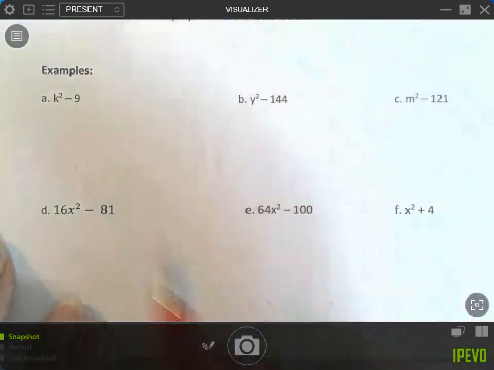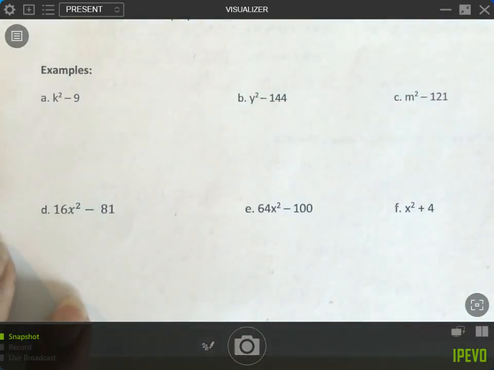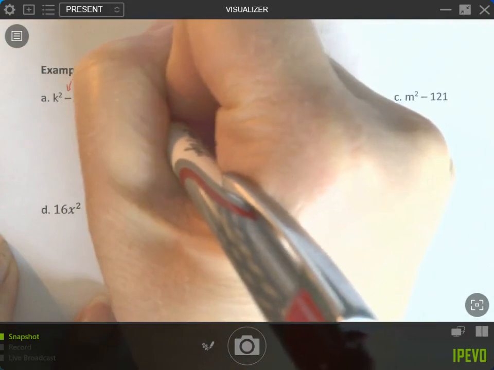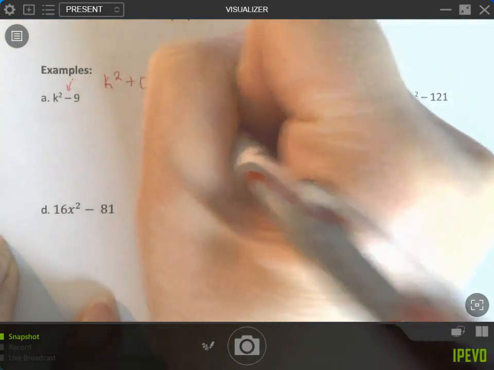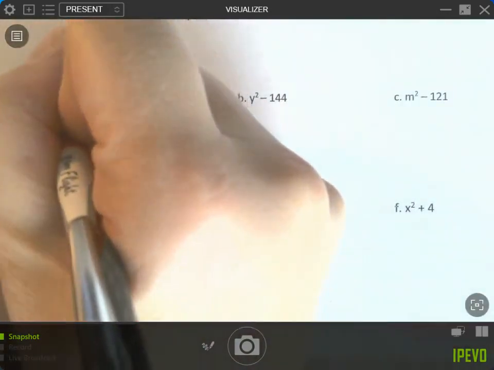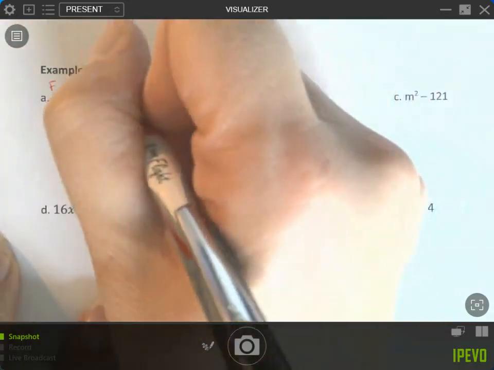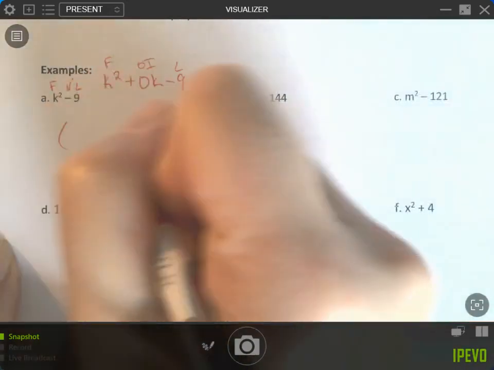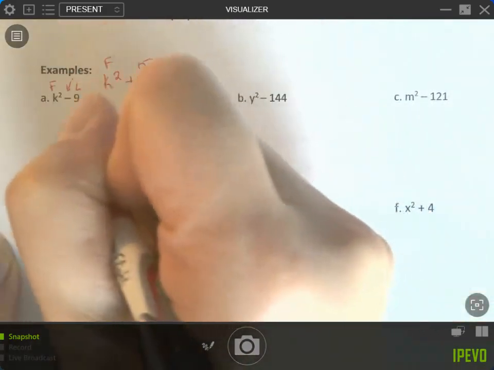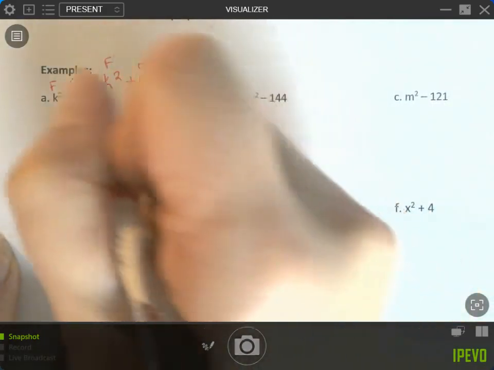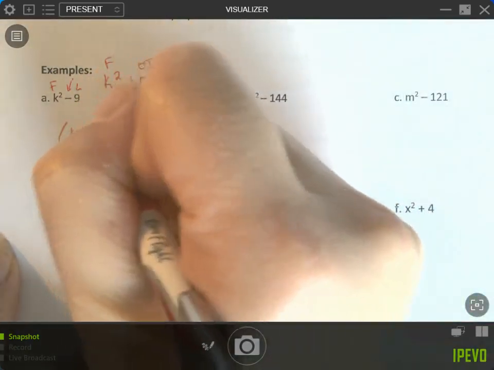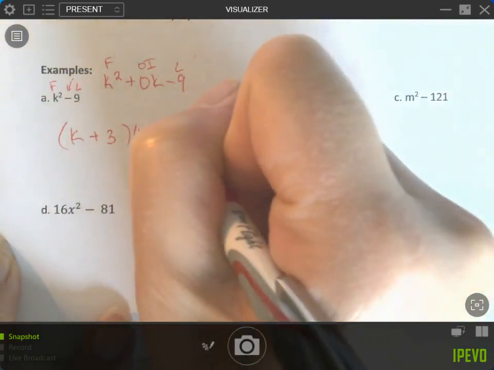What's different about all of these problems compared to the ones we did? We're missing the middle. This would be the same as saying k squared plus 0k minus 9. So this is your first and this is your last. What's your middle? Your middle is 0. So take the square root of k squared. K times k. What gives me negative 9? One positive, one negative. I'm going to go with the positive 3 and a negative 3.